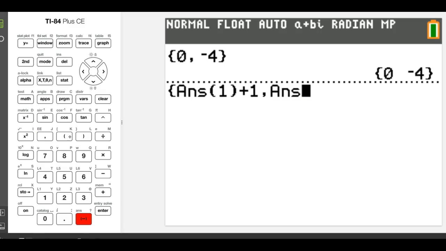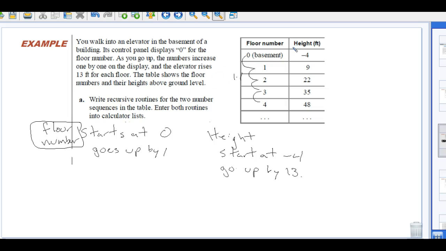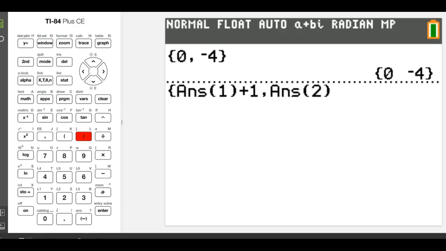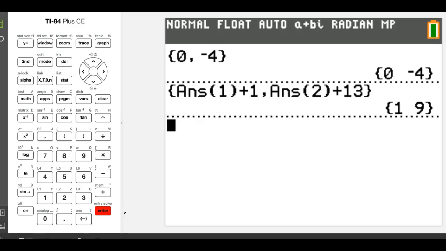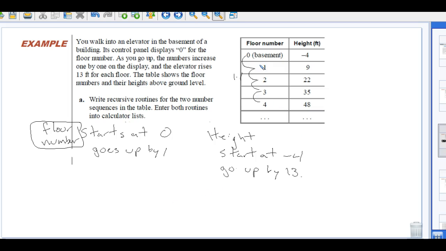So second parentheses 2. So I'm going to take my second number in my list. And what are we doing with that? Well, if you remember, we're going up by 13 feet, right? So I want to take this second one, and I'm going to add 13. And then if I close my brace, let's see if this is right. I have 1, 9. That corresponds to 1, 9.